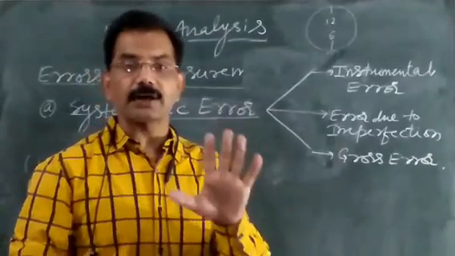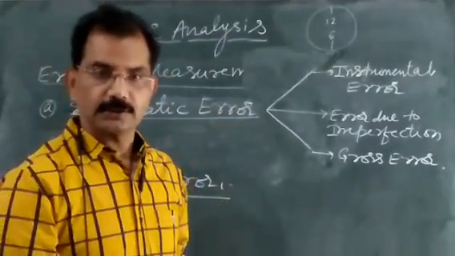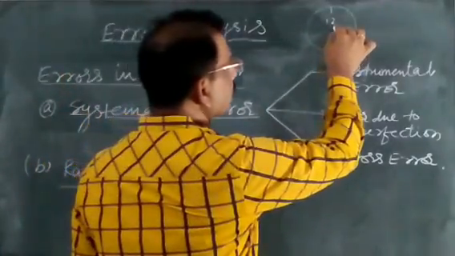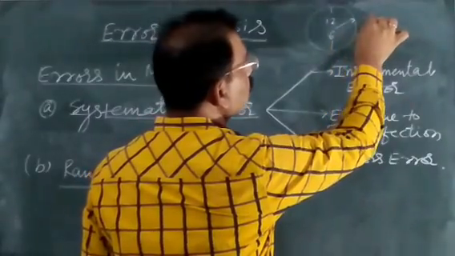If this wall clock is 1 hour fast. Suppose this wall clock is giving the time 2 o'clock.